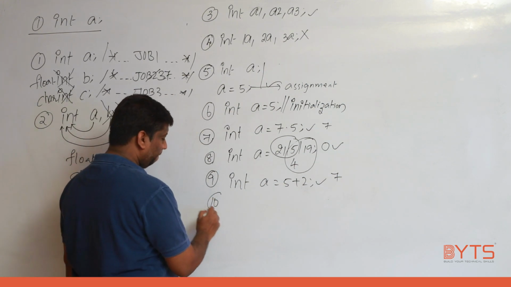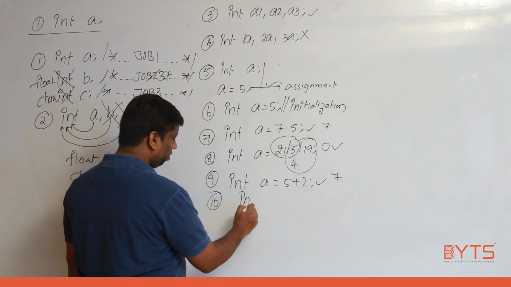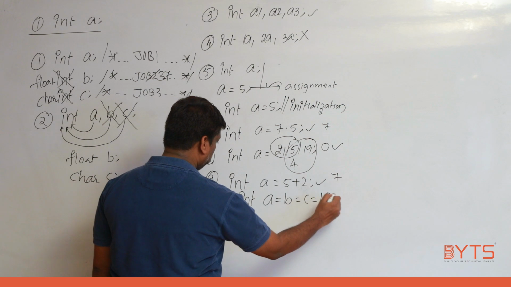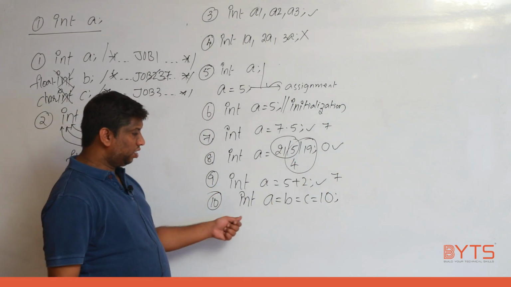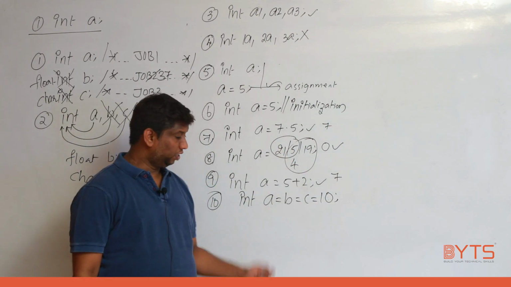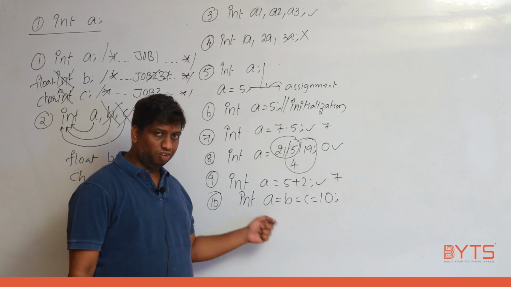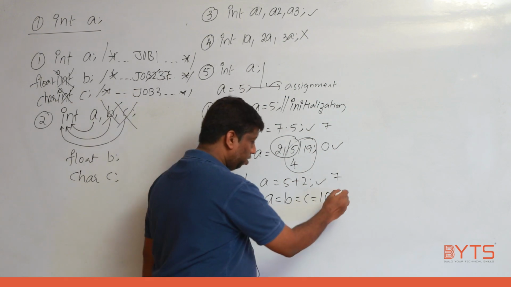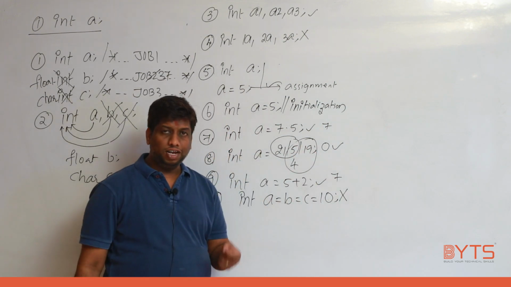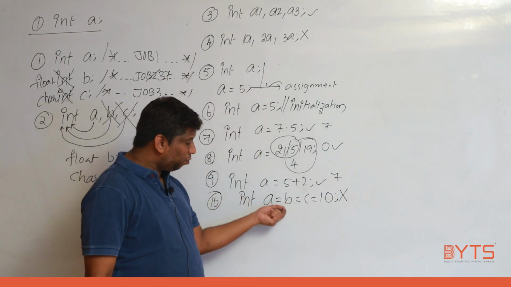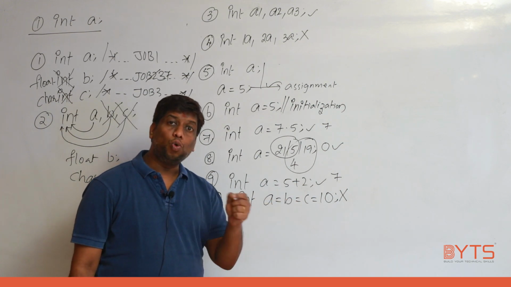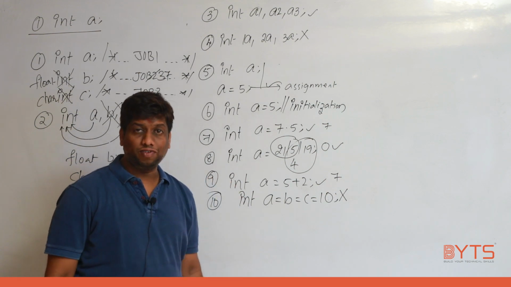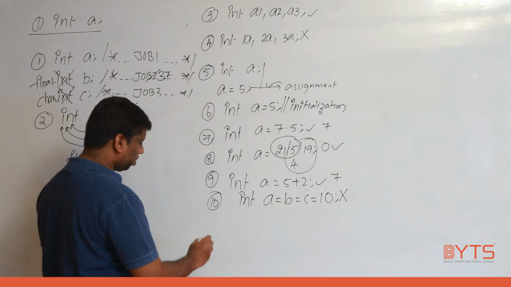Next, 10th one. This is very important. int a = b = c = 10. Well, is this valid or not valid? Think and tell the answer. Not valid. Why not valid? Because the second variable, third variable will come only when there is a comma. Without a comma, there is no point of getting the second variable. Try to understand what I mean.